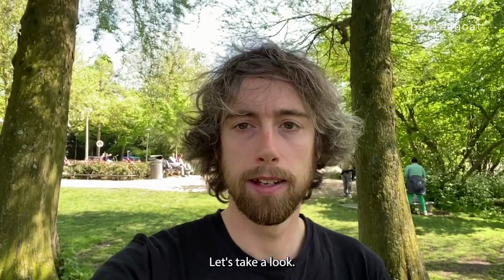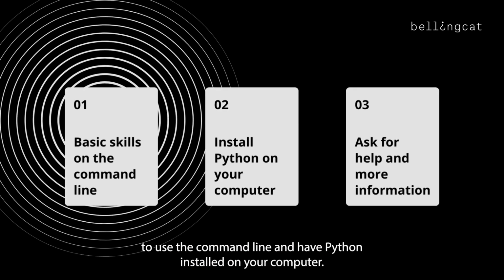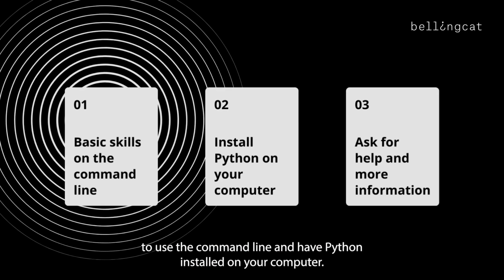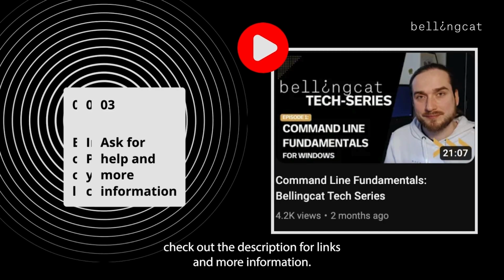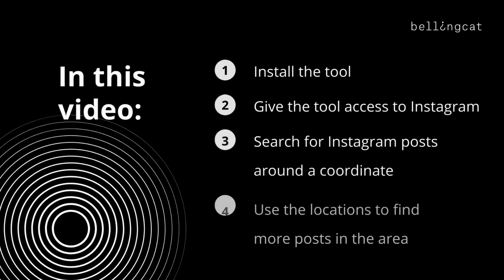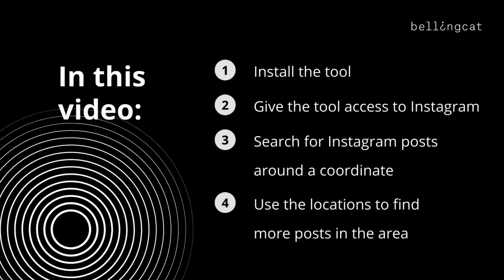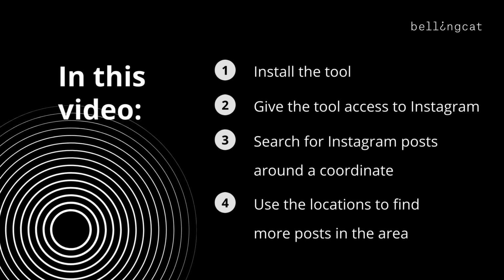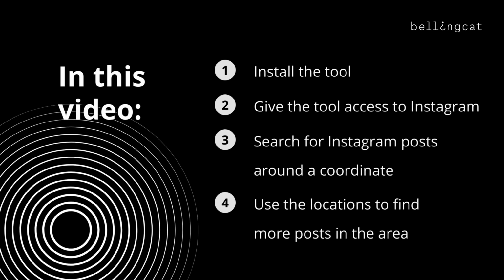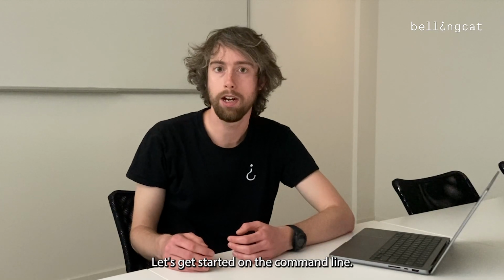Let's take a look. To get the most out of this guide, you'll need to know how to use the command line and have Python installed on your computer. Don't worry if you're not sure about these. Check out the description for links and more information. We'll start with getting the tool installed, then we'll go through giving the tool access to your Instagram. I'll show you how to use the tool for some simple searches, and finally, we'll cover how you can use the Instagram location tags to identify images near the place that you are searching. Let's get started on the command line.